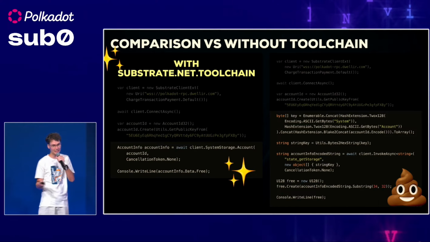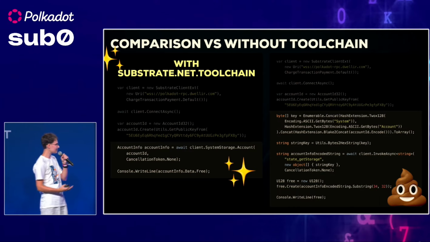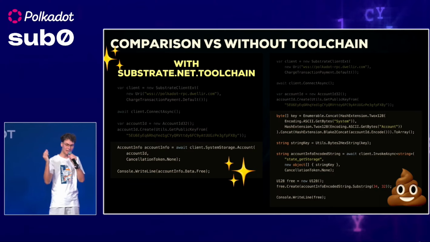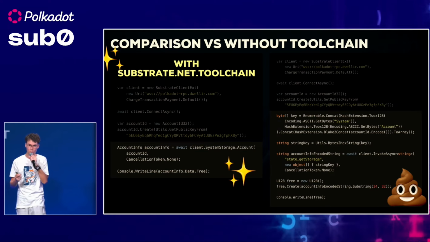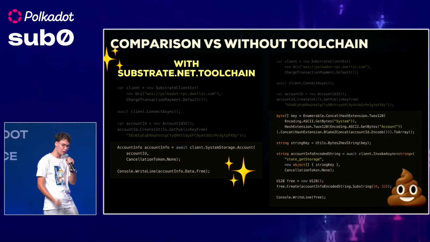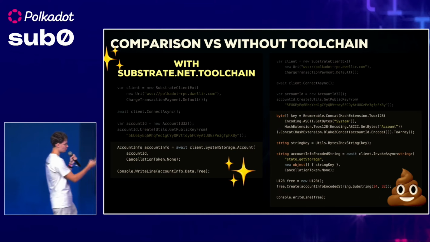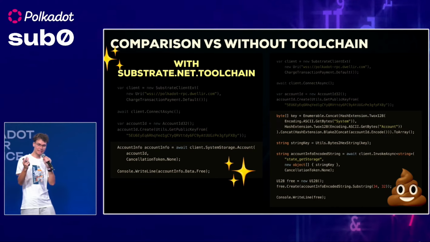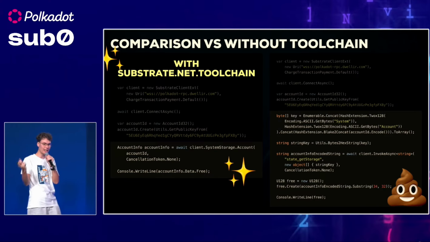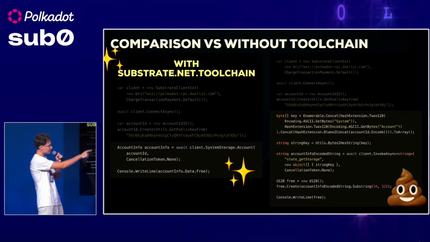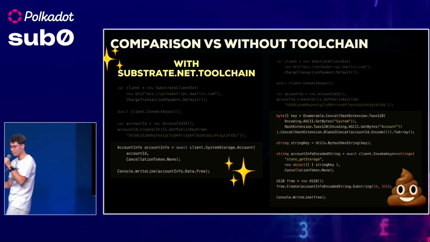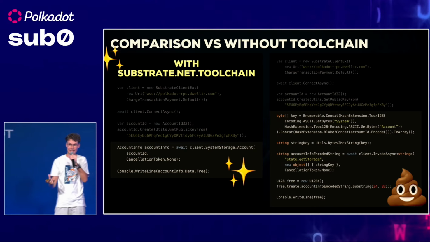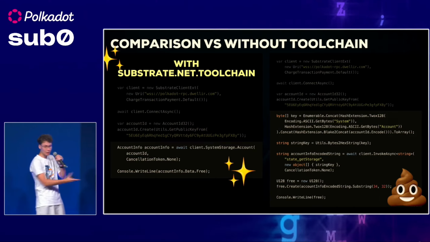And at first glance, you can easily notice that with the Substrate.NET Toolchain, it's not only cleaner and simpler, but the code is also much, much safer. So on the right, you can see that I had to find out what exact hashing functions I had to use. I also had to fill in some strings. Maybe I could have made a typo. And also, what if your chain upgrades? Then you would have to rewrite the old code.